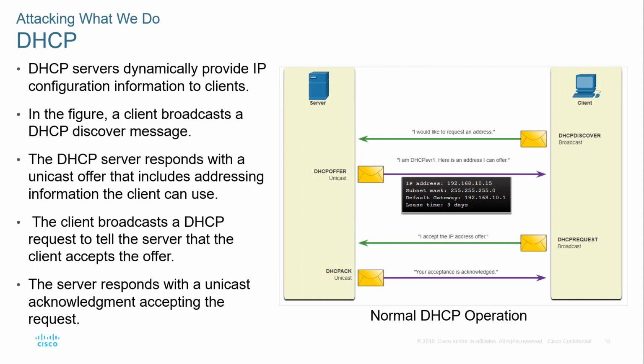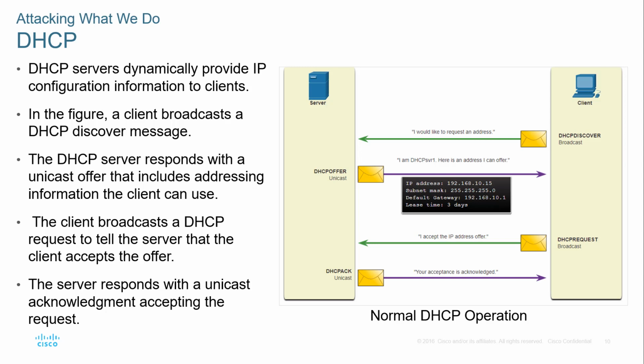Next is DHCP. You guys should be familiar with the DORA: Discover, Offer, Request, Acknowledgement. DORA. This is the normal process for DHCP. DHCP dynamically provides addresses. DHCP works off of broadcasts and unicasts, but the server will respond with a unicast address when broadcasts are sent to it.